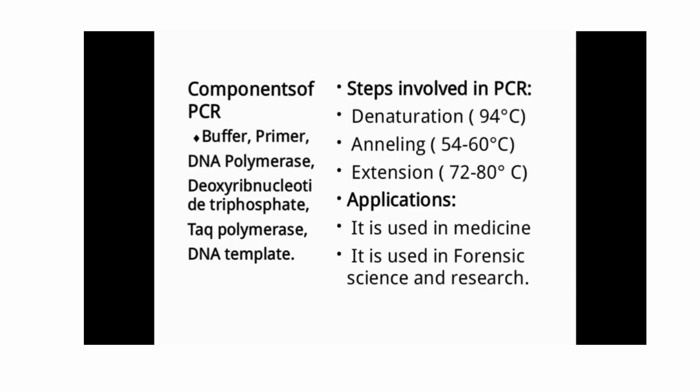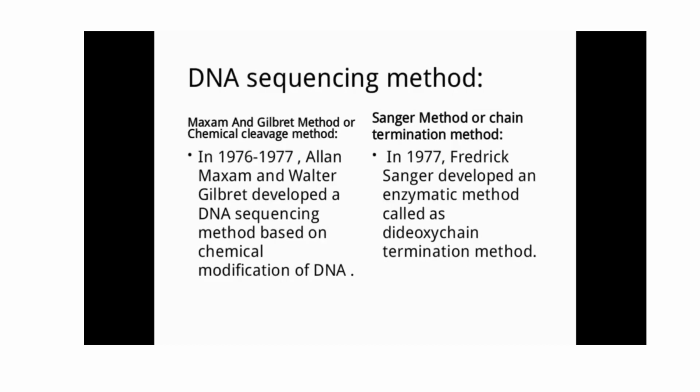Components of PCR: buffer, primer, DNA polymerase, deoxyribonucleotide triphosphates, Taq polymerase, DNA template. The steps have specific temperatures: denaturation at 94 degrees Celsius, annealing at 54 to 60 degrees Celsius, extension at 72 to 80 degrees Celsius. Application: it is used in medicine, forensic science and research.